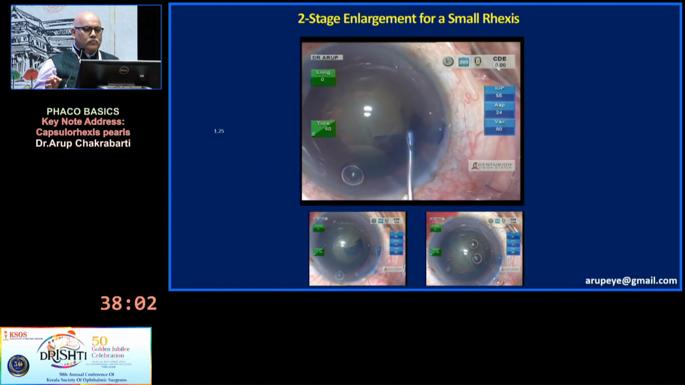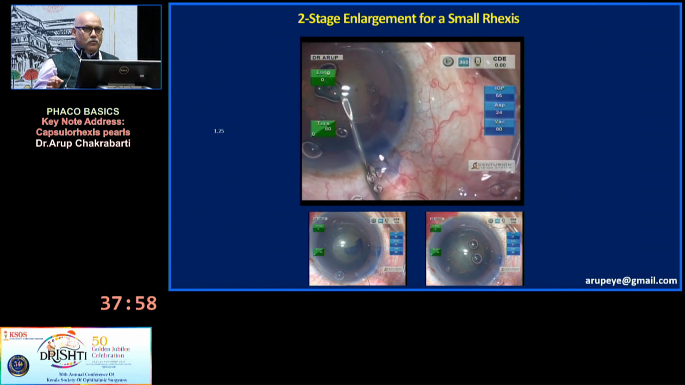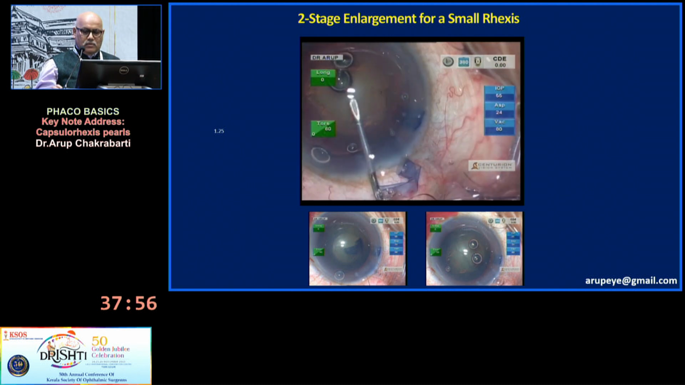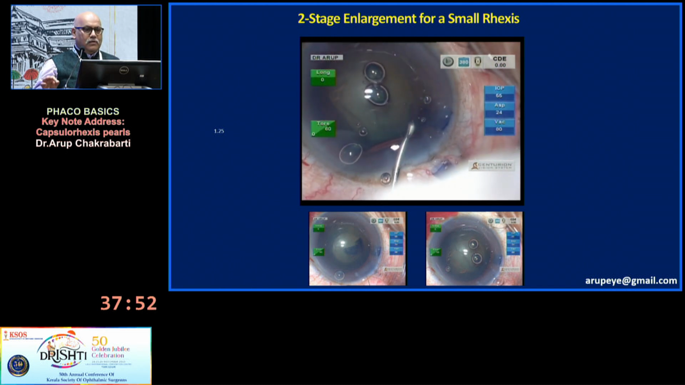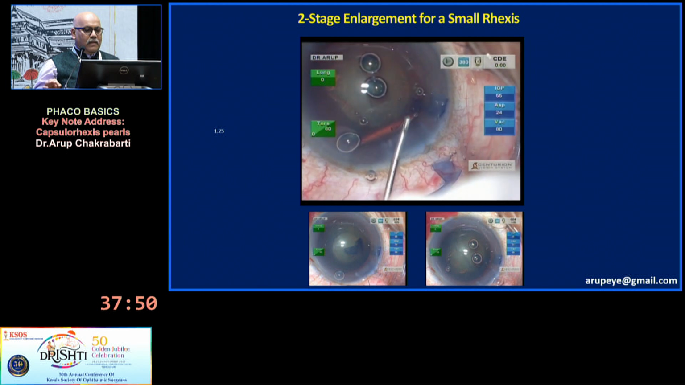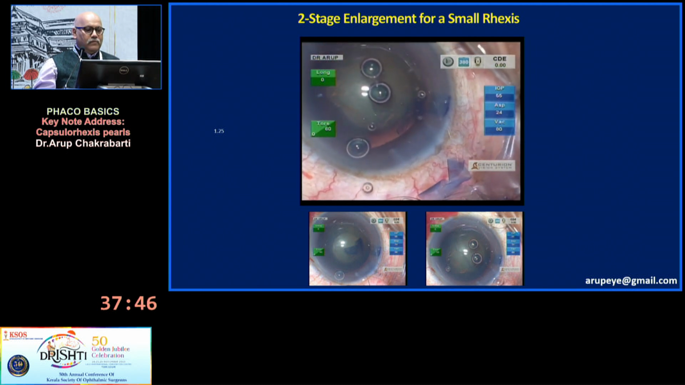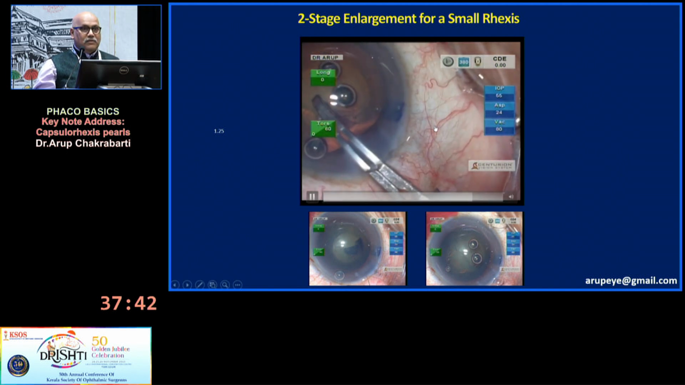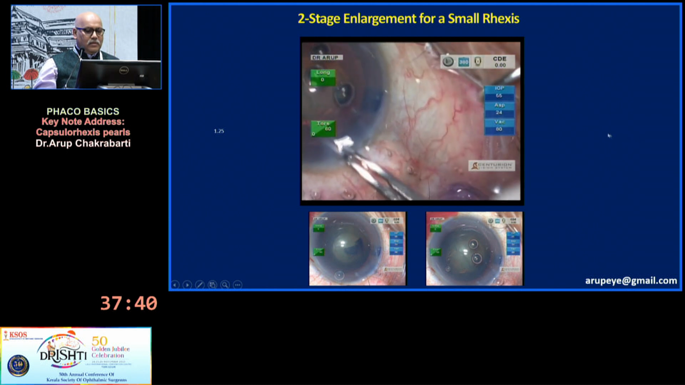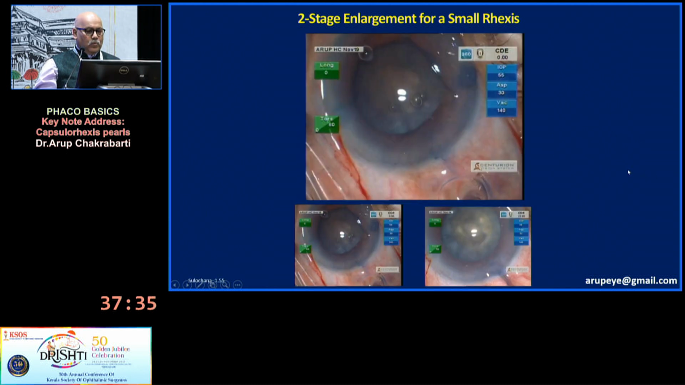So the cystitome did not work out fully here. So I had to re-inject OVD into the anterior chamber, took the Utrata forceps, and then grabbed the anterior capsular pedicle and made a larger rhexis. This is something which you need to do if you are dealing with a small rhexis. The rhexis was completed, and this is after the secondary rhexis, and things went off pretty well.